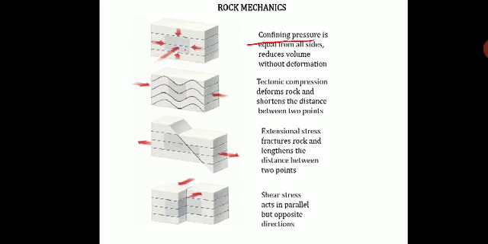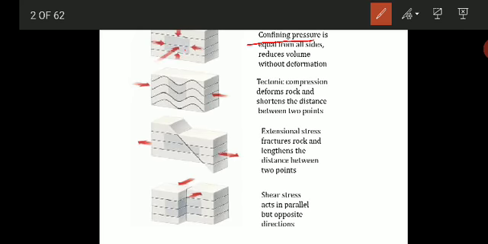As you can see in this image, on this body the stress is acting equally from all the sides. So that is called confining stress or confining pressure. It is equal from all sides, and it just reduces the volume without any deformation. So deformation is not caused, only a reduction in volume takes place in the case of confining pressure. Then this also contributes to metamorphism during the deep burial of sedimentary rocks.